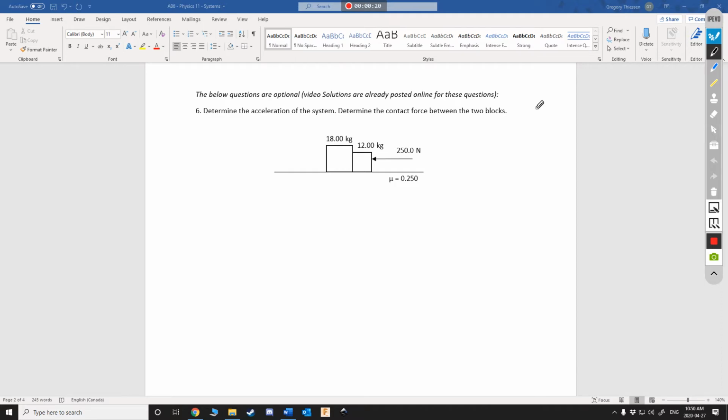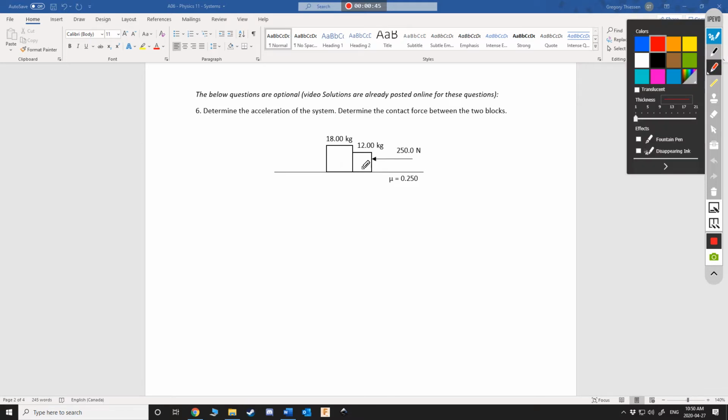So whenever we have a multi-body system, first what you want to do is look at it as a whole object first. So instead of thinking of it as a separate 18 kilogram object and a 12 kilogram object, we can think of it as a 30 kilogram object, because 18 plus 12 is 30. So what we're going to first do, identify what are the forces acting on this object.